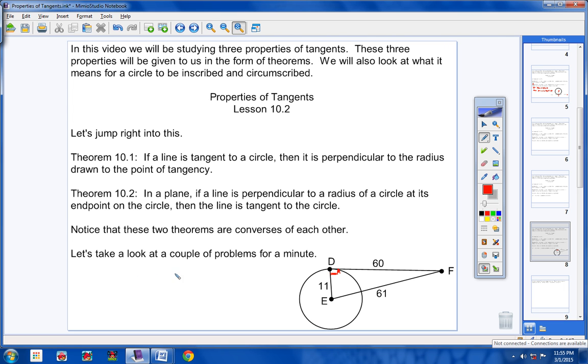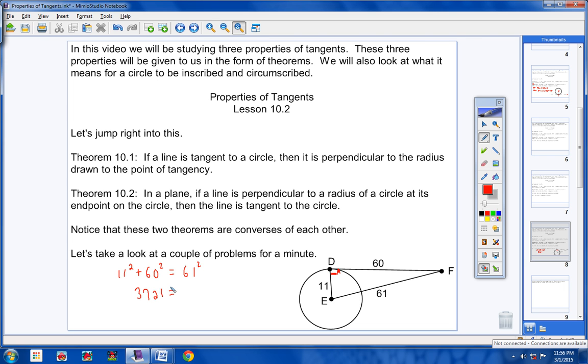Remember Pythagorean's theorem. Let's see if I have a Pythagorean triple here. Take your two shortest sides, 11 and 60, square them, and set them equal to the longest side squared. Okay, let me grab my calculator real quick here. 11 squared plus 60 squared is going to give you 3,721.